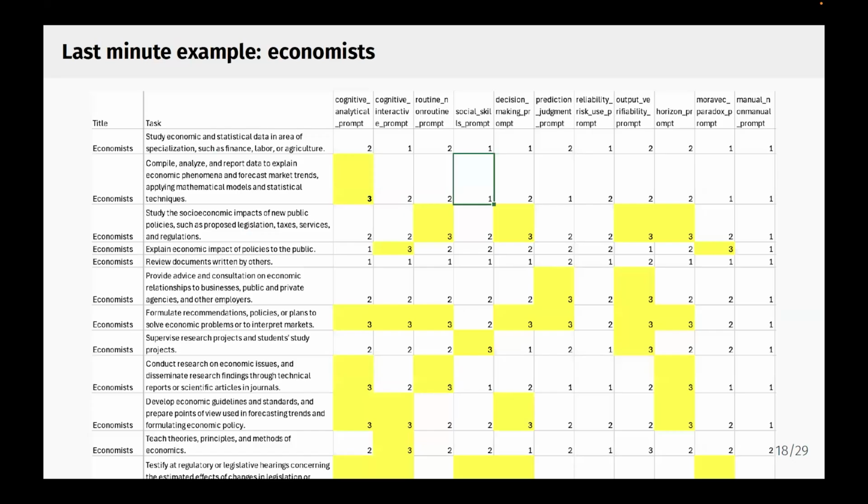Just to fix some ideas in what we're doing here, I added this literally during the break. Here are the O*NET tasks for the role of economist. You can see the description, and then here are the scores that came from our dimension scoring exercise. A 3 means it scores higher on that dimension, it's harder for the model to do. A 1 means it's easier.